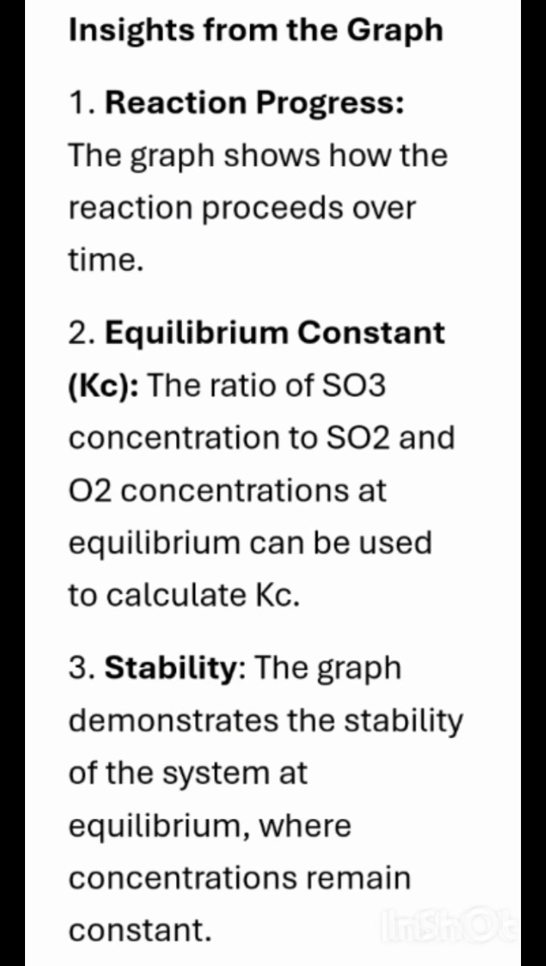We can guess this from the graph: the equilibrium constant, and the stability of a reaction with the help of a concentration time graph. The equilibrium constant, also known as the Kc of a reaction, is the ratio of the concentration of the products to the concentration of the reactants, and it shows us the stability of a chemical reaction. We are going to study the importance of Kc in detail in our higher classes.